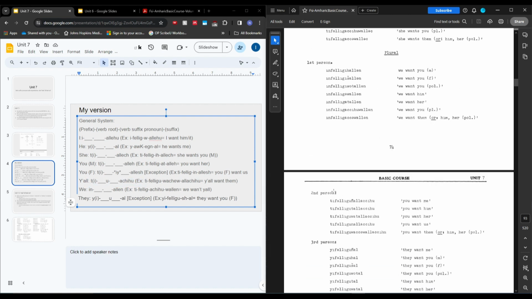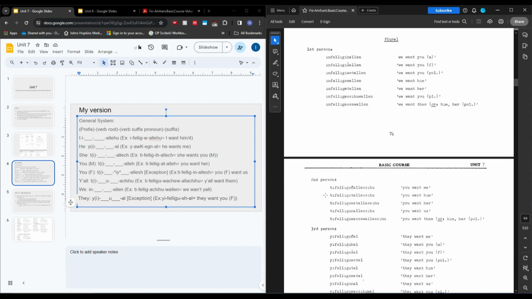Second person plural is y'all, and it's going to be tifelig and then u. This u is being put here, and then you can add your verb suffix pronouns after the u. So let's look at this one. Tifeligun, like for us, so the action is being directed towards us by this m. Alachuhu is the normal suffix, and it's saying y'all want us. It says you want us, but this is supposed to be second person plural.